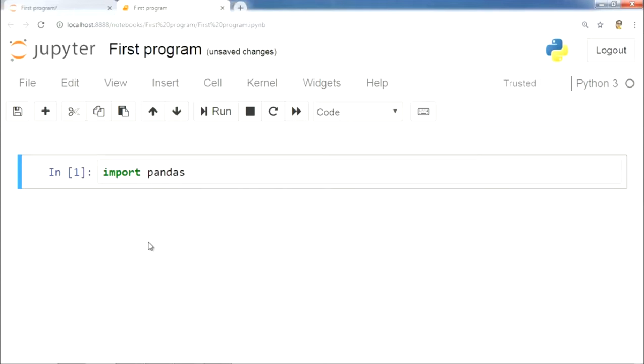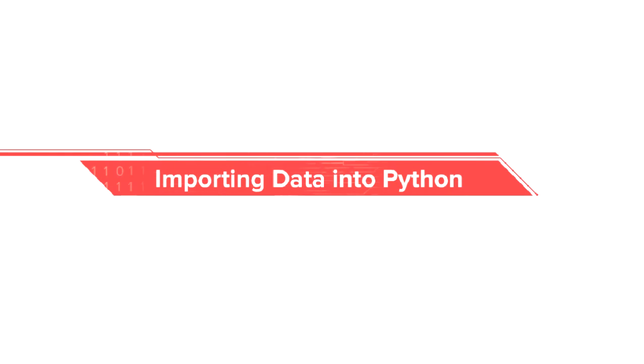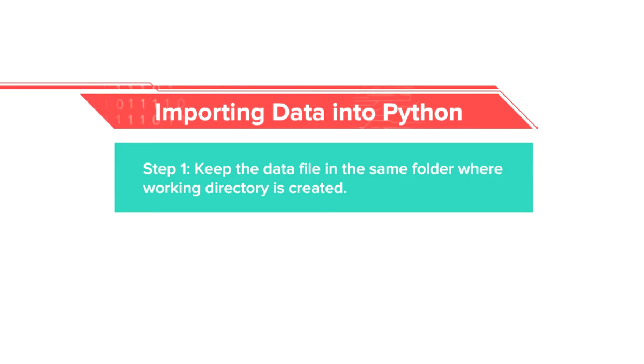Please note that while installation of libraries is required only once, we need to import them every time we write a Python program where we need to use them. Now let's understand how data is imported into Python. First, we have to keep your data file in the same folder where you have created your working directory. It can also be done by uploading the data file into your working directory.